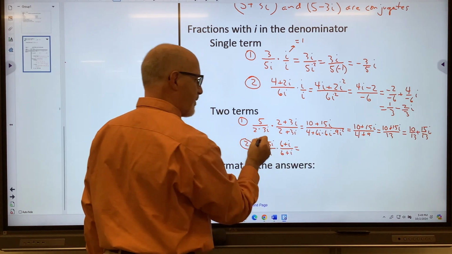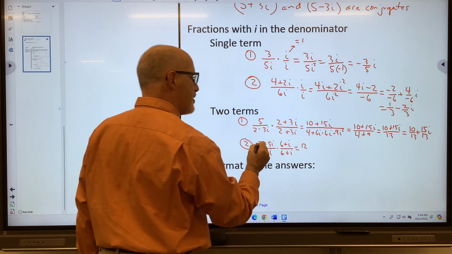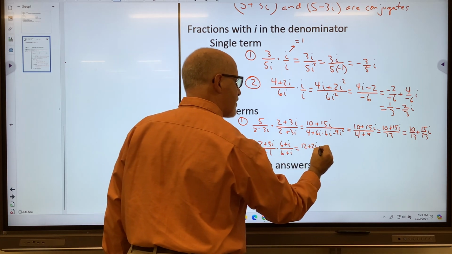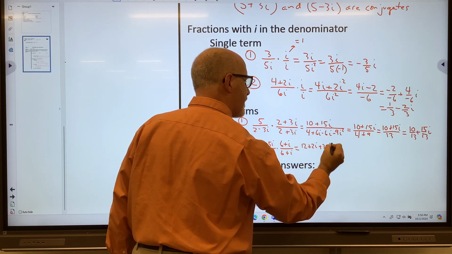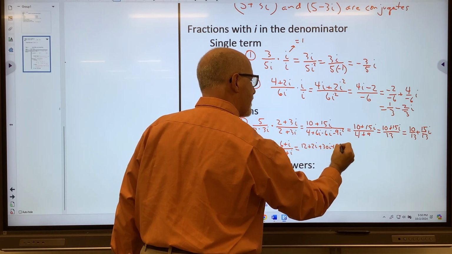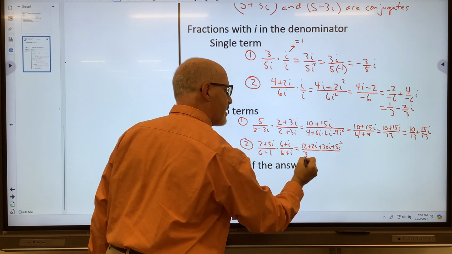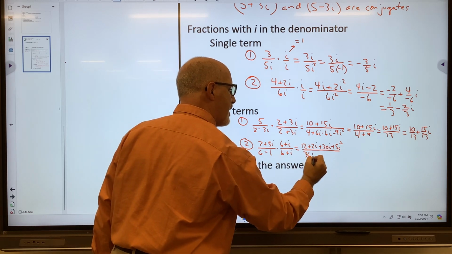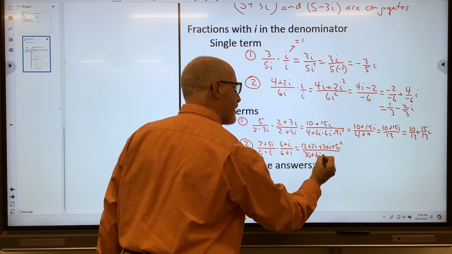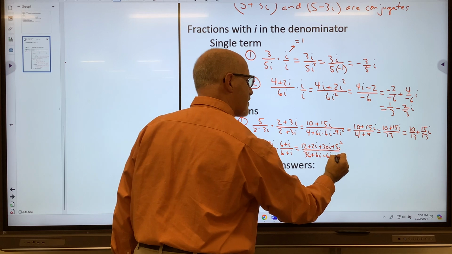When I multiply this out, now I've got to double distribute in the numerator as well. So 2 times 6 is 12. 2 times I is plus 2I. 5I times 6 is 30I. And then 5I times I is just plus 5I squared. All over, and in the bottom, 6 times 6 is 36, plus 6I, minus 6I, and then minus I squared.